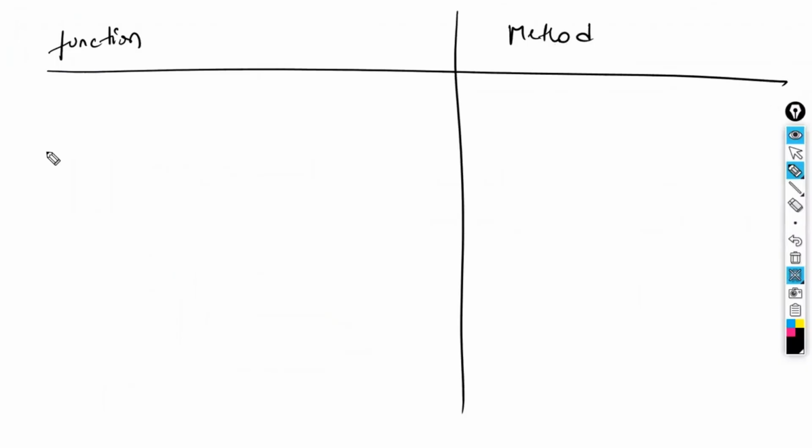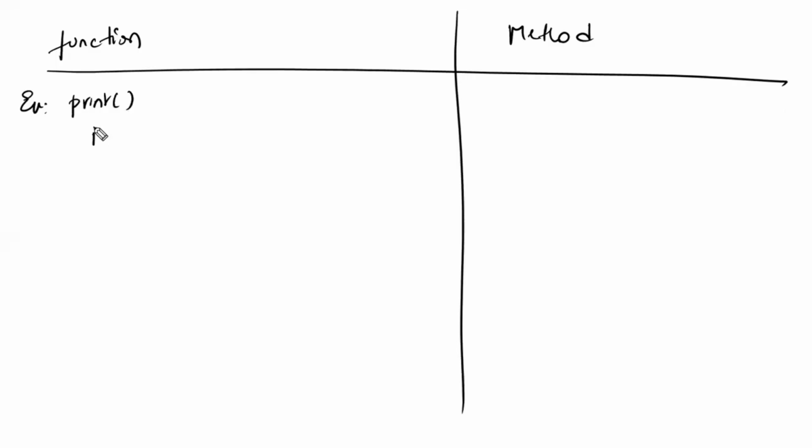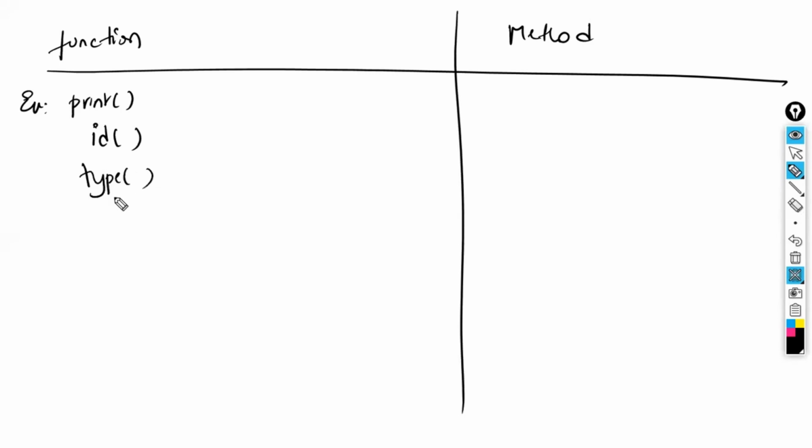Generally, examples of functions are print, id, and type. These are all functions which we have already completed. The print function is used to print whatever is inside it, whether it is a variable, a value, a text value, or a numerical value. Whatever you have written inside the print, it will print. id gives the address of that object. type gives the data type of that particular object. So like this, we have functions.